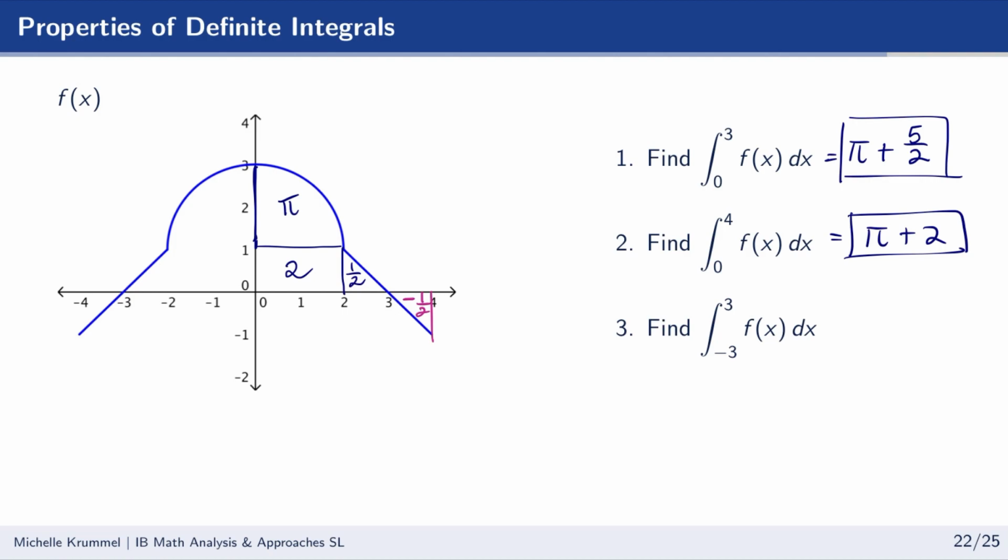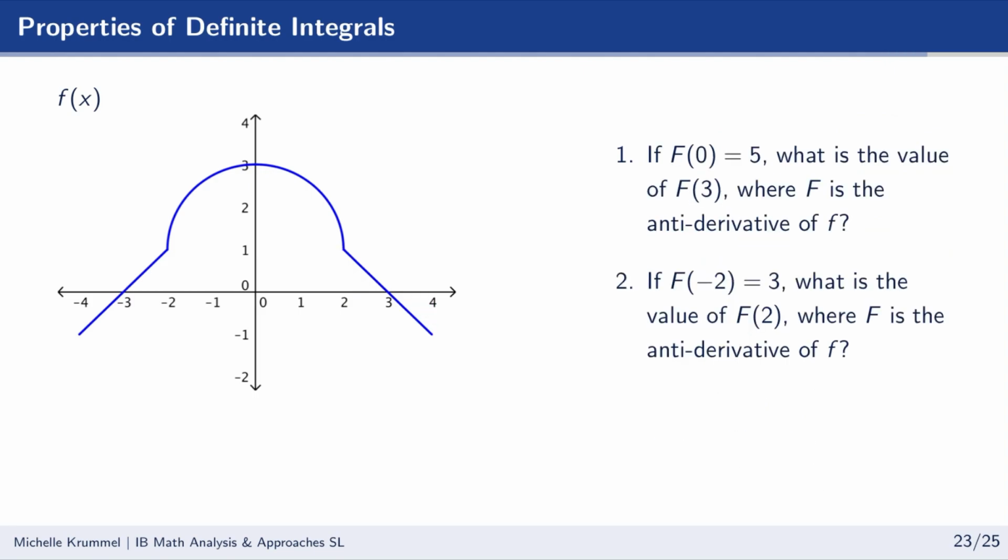The integral from -3 to 3. Now this is an even function. So I have the same amount of area from -3 to 0 as I do from 0 to 3. And I already know what I have from 0 to 3, because that was the answer in number 1. So we just need twice that. Twice pi plus 5/2 is 2 pi plus 5.